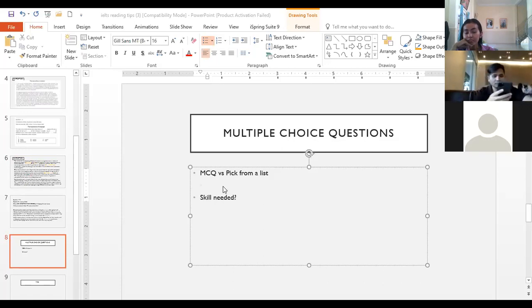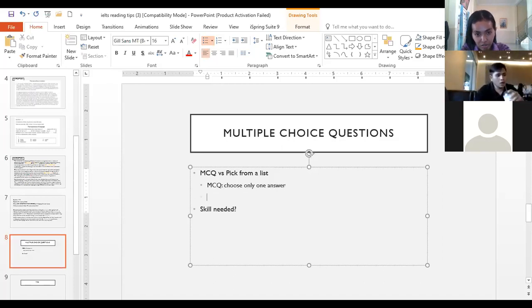I think MCQ is like choosing one of the choices, rather than pick from the list. Like they give you 1 question and they ask you to pick 2 or 3 answers. That's called pick from the list, right? Thank you. So MCQ, you choose only 1 answer, but pick from a list, there might be more than 1 answer.